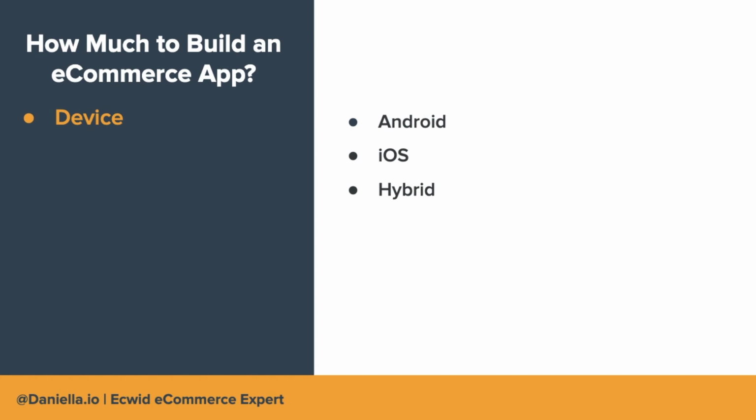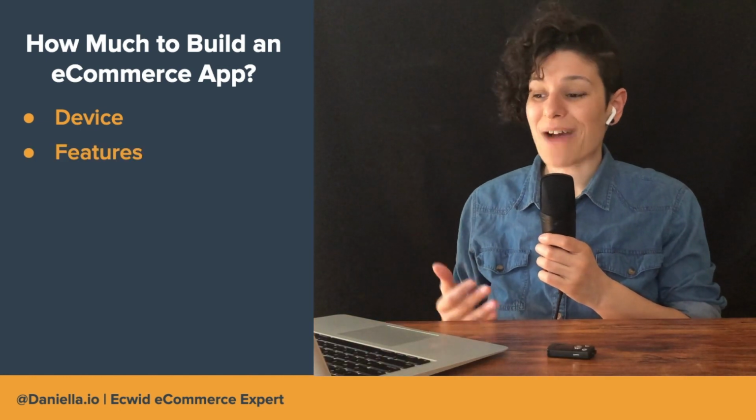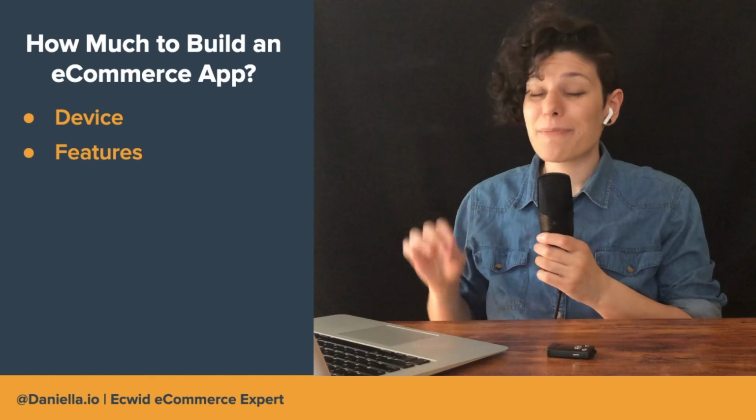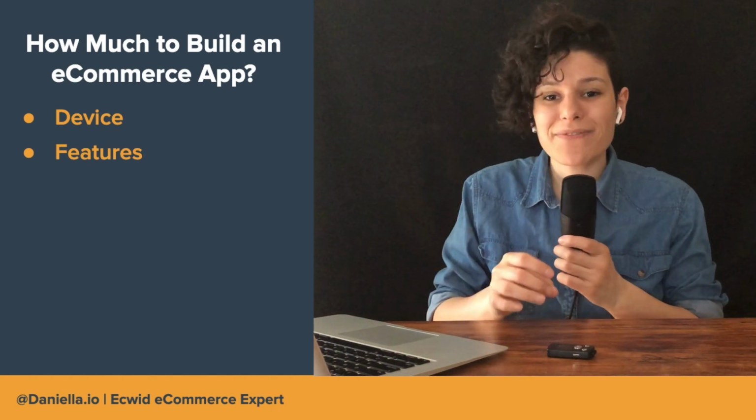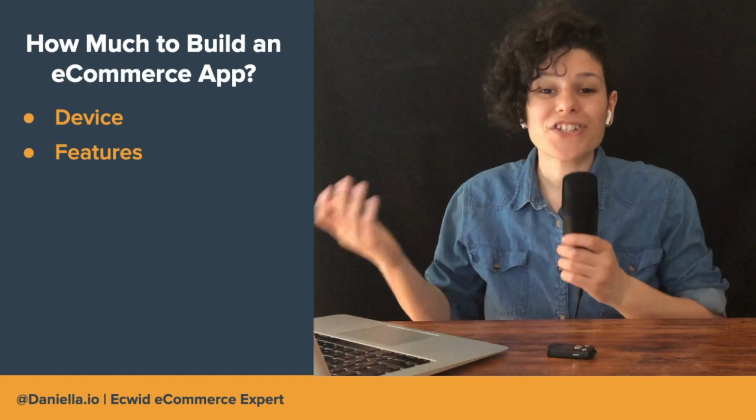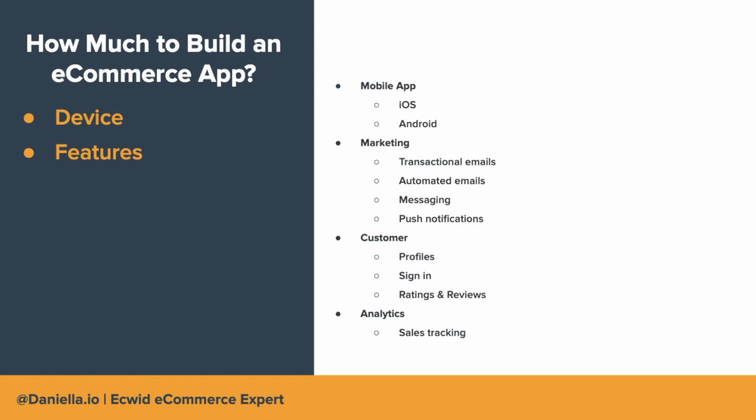Another really important consideration is what features do you need? There's so many features that you can have. We're just going to cover a couple of them here, but sometimes you need something very specific and sometimes you need something that's very generic. Example, you might want to have customer profiles, a sign-in, ratings and reviews. You probably want to have analytics, so be able to track your sales. You might have marketing tools like transactional emails, push notifications that you can send to your customers.